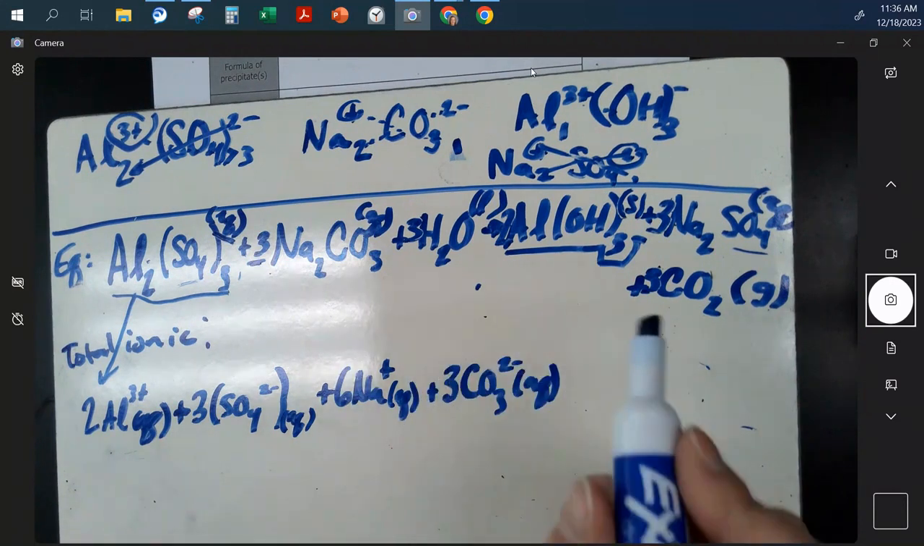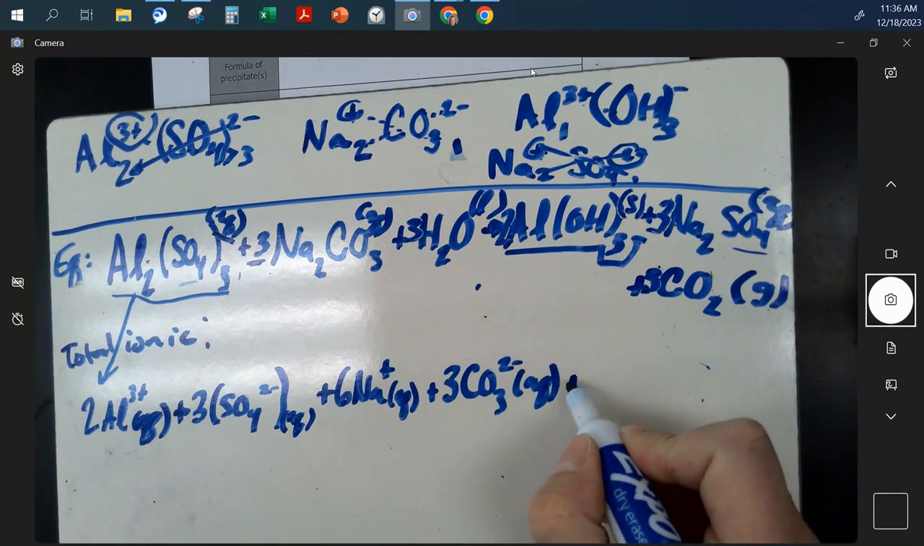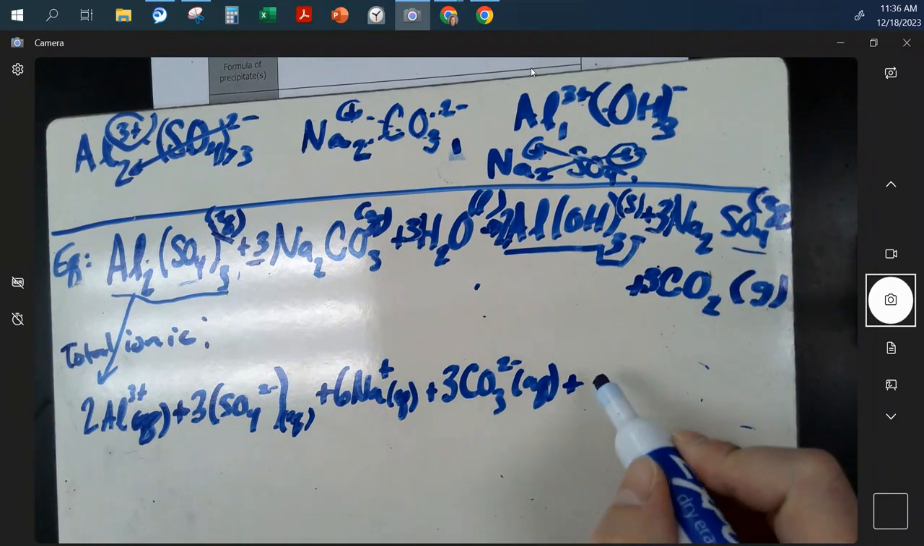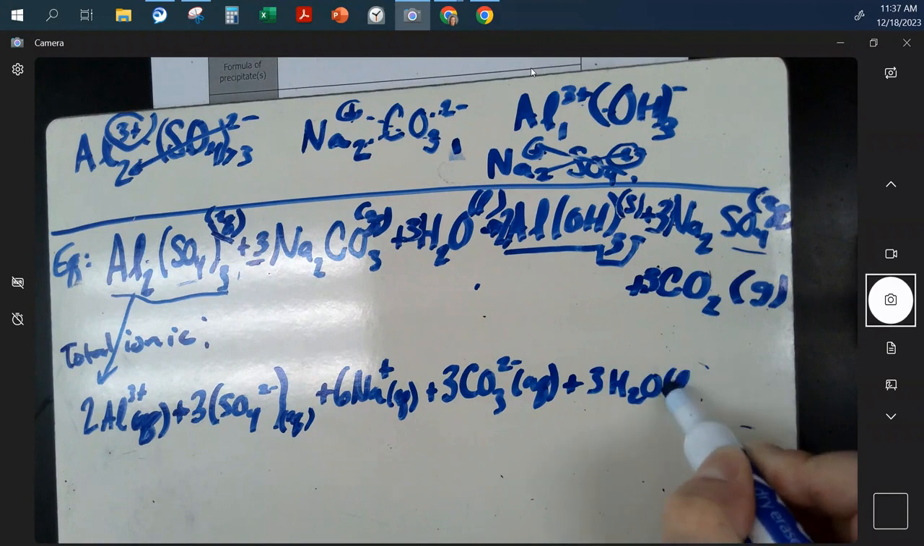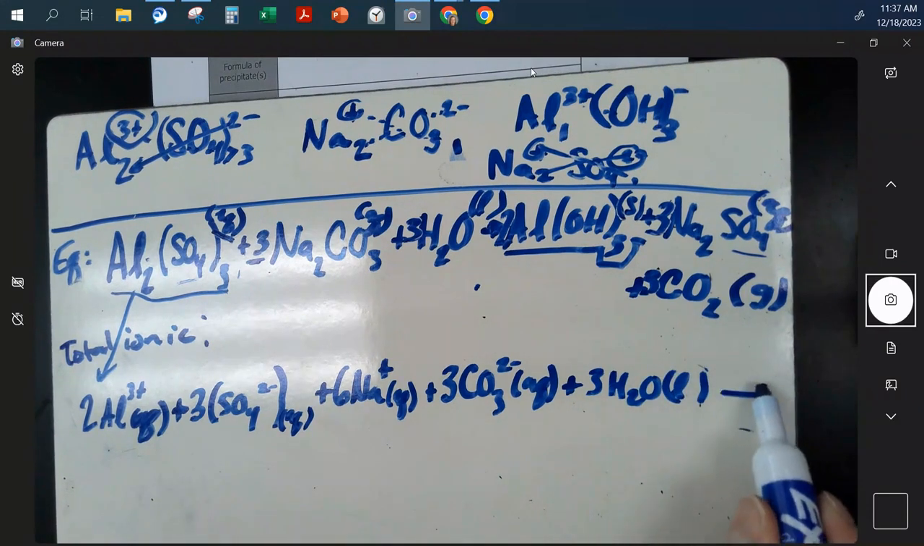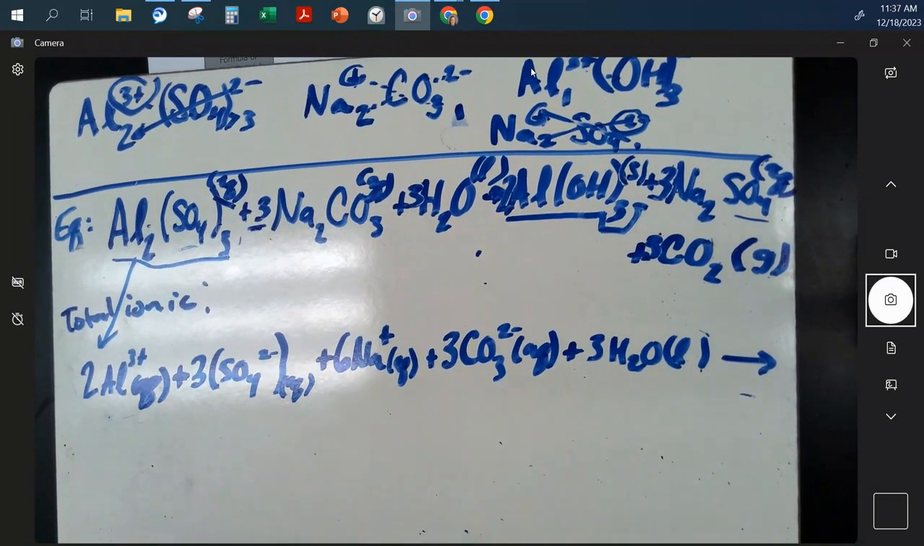And water is liquid. Water does not break into ions. It's covalent. So you still got 3 waters. That's a liquid. Okay, I'm going to put my arrow here. So this is my reactants. This next line is going to be my products.